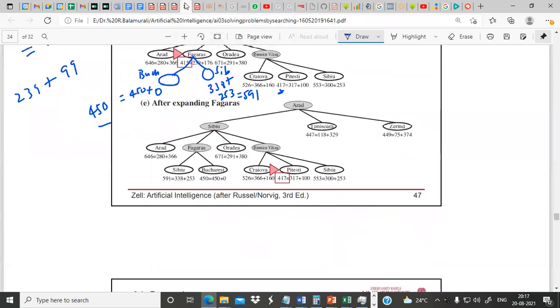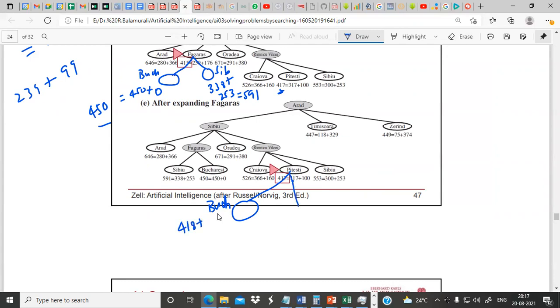Okay, so from Pitesti you can reach Bucharest, right? The cost is 101, but already what is the actual cost of reaching Pitesti? 317. So you have to add that. The actual cost of reaching Pitesti from Arad, from the initial state, is 317. So we have 317 plus 101. So what is 317 plus 101? 418. So it is 418 plus h of n.